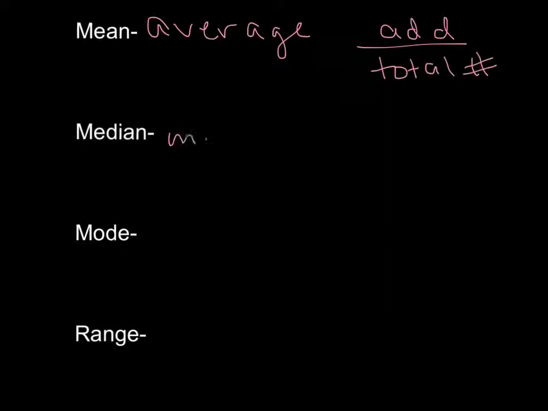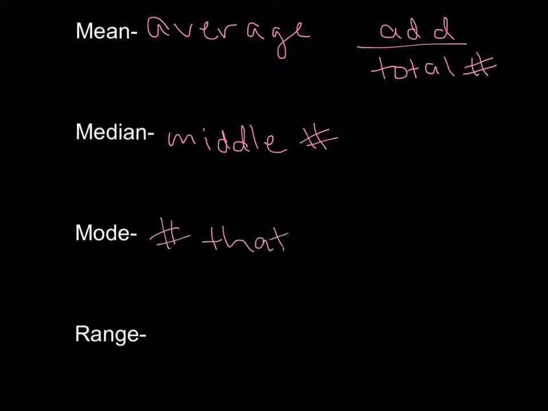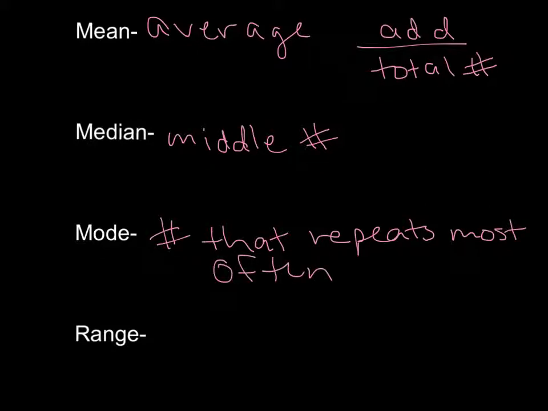The median is the middle number. You just got to make sure you line them up in order from smallest to biggest first. The mode is the number that repeats most often. And the range is the biggest number minus the smallest number.